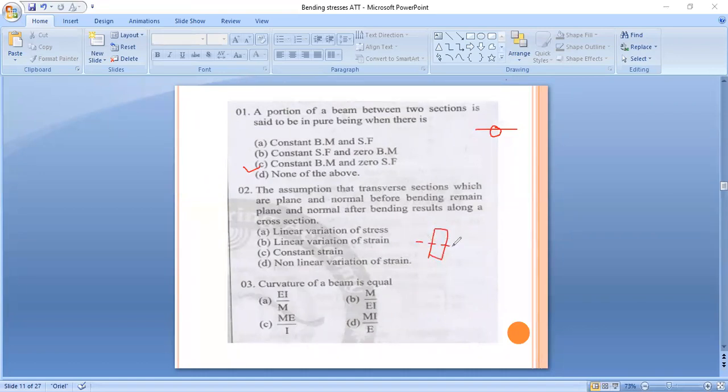Suppose this is our cross section, this is the neutral axis and this is the strain diagram. Okay. Here C and here T.